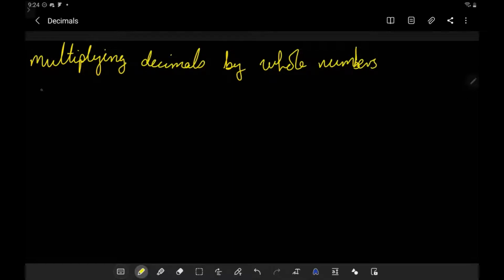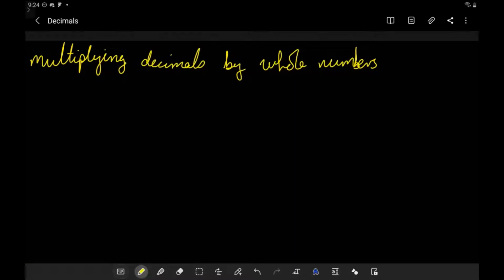Let's see. So you're counting the total number of decimal places in your numbers, right? When you're multiplying it, and then you're going to move the decimal point in the product to the left for each decimal place that you counted. All right, that is correct.